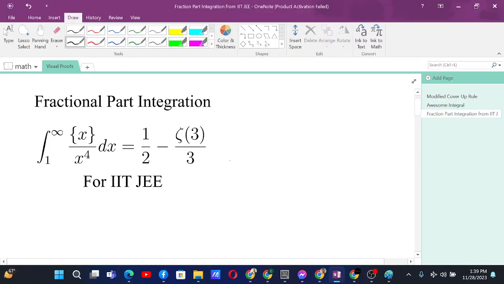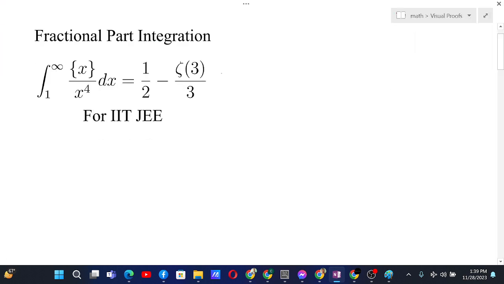Fractional part integration from IIT JEE. There's a pretty standard way to deal with these fractional part integrations. Basically, you dissolve this fractional part of x into x minus g of x. You just use this property and deal with these integrals.